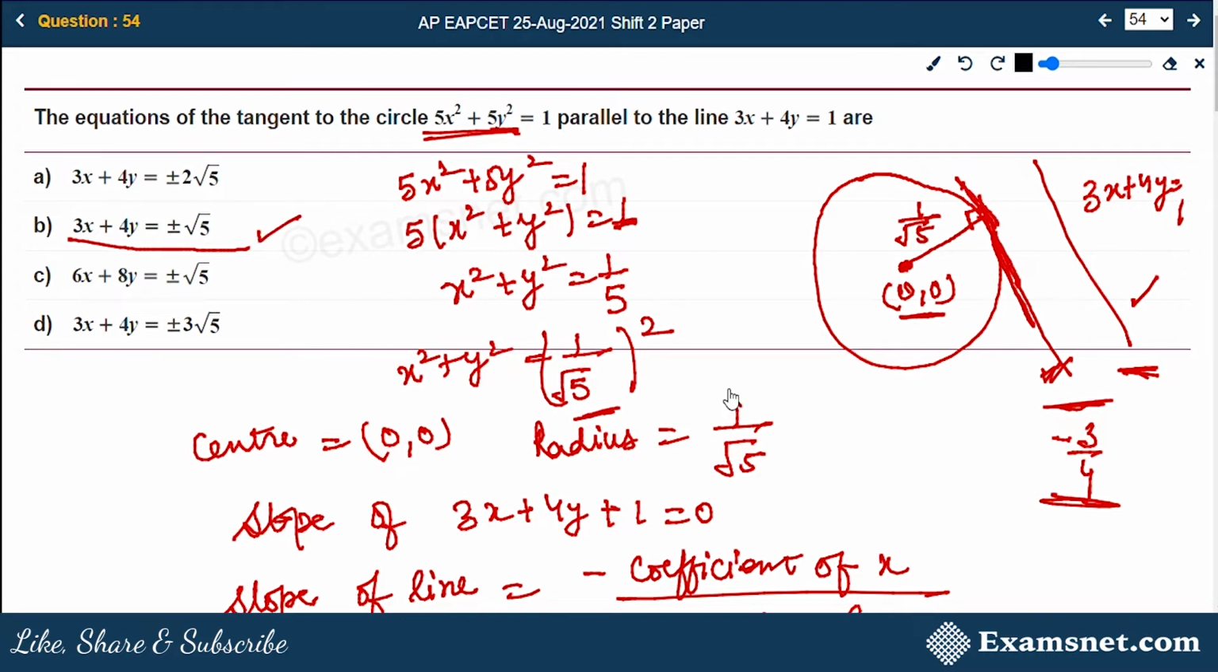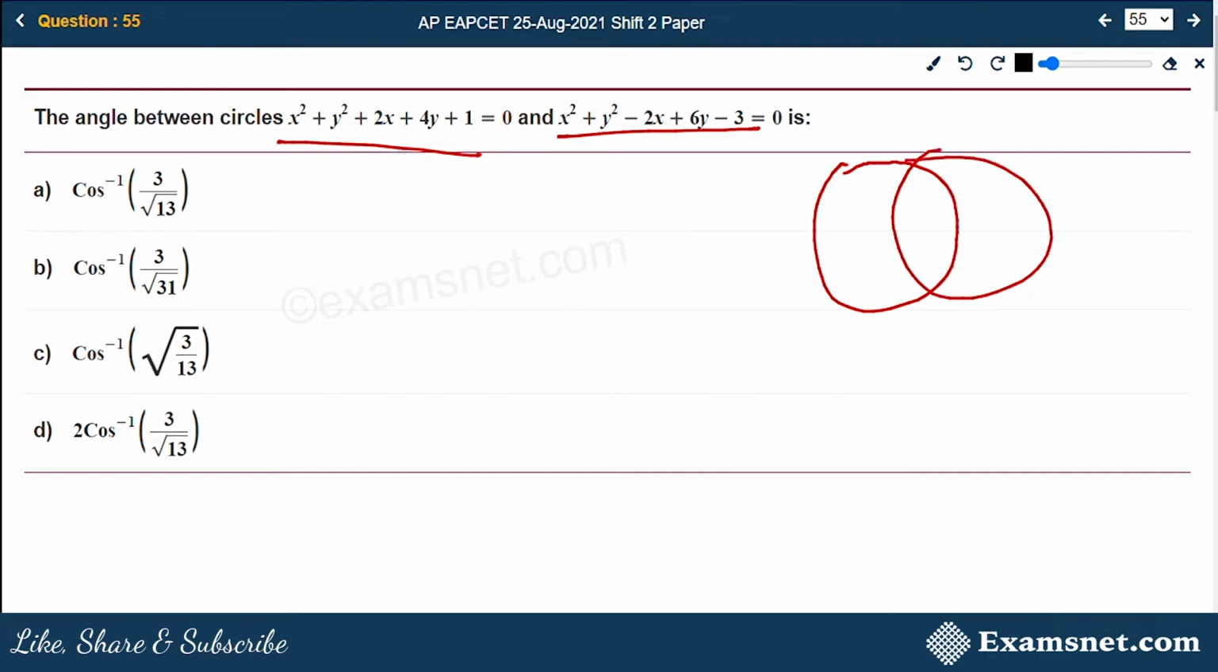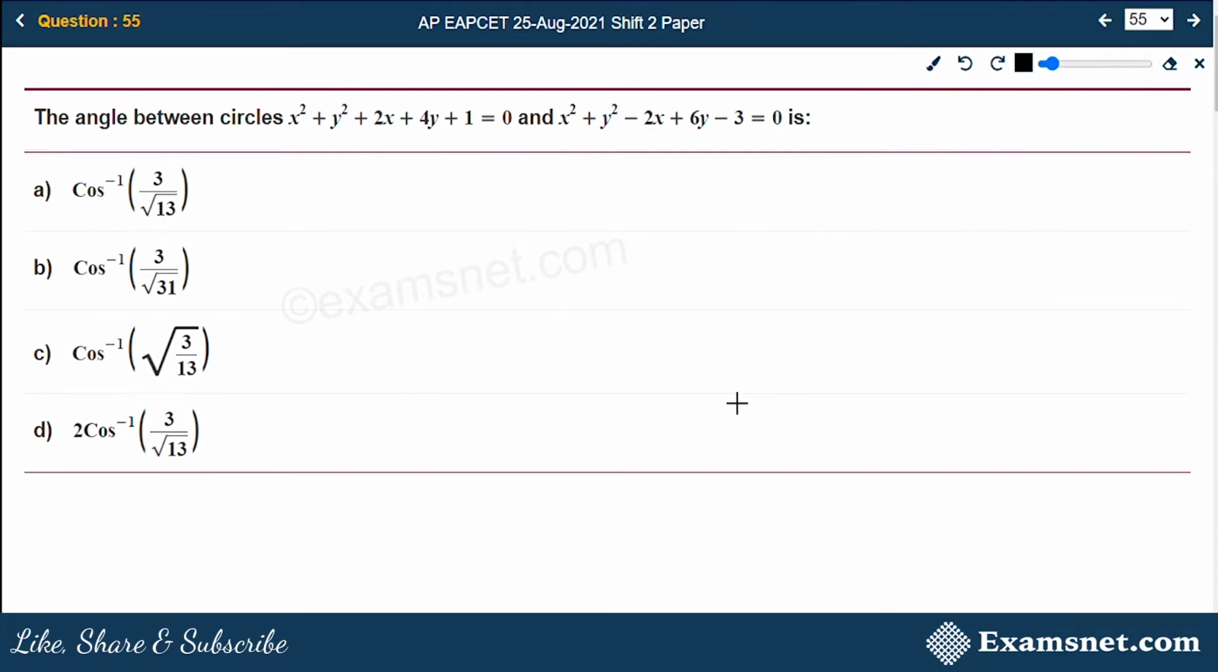Next question, question number 55. It says the equations of these two circles are given to you, and you have to find the angle between them. See, these are the two circles, and they are intersecting. You have to find out the angle between these two circles. So let's write down: this is circle C1.